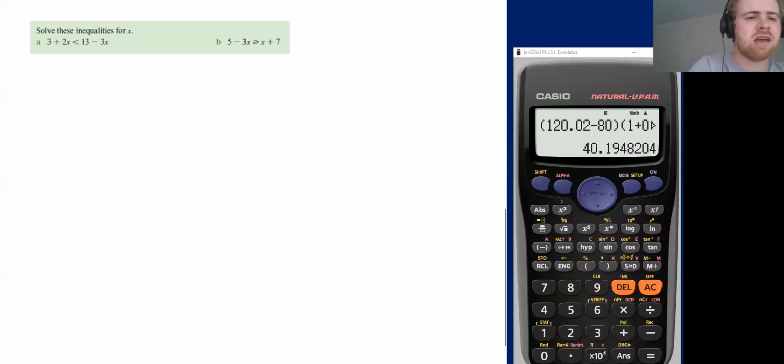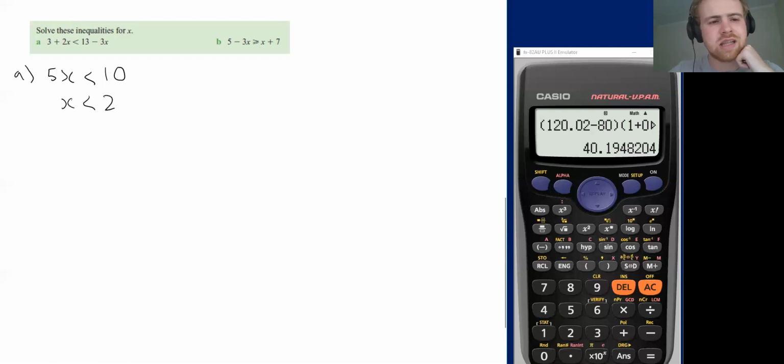So for part A, we can add 3x to both sides and take away minus 3, and we end up with 5x. So when I say take away minus 3, I just mean take away 3. So it equals 5x is less than 10. You can see we're taking out 3 from 13 to get 10. We've added 3x to 2x to get 5x. Okay, and now we can divide both sides by 5. And we get our solution x is less than 2. We don't need to graph them on another line for this question.